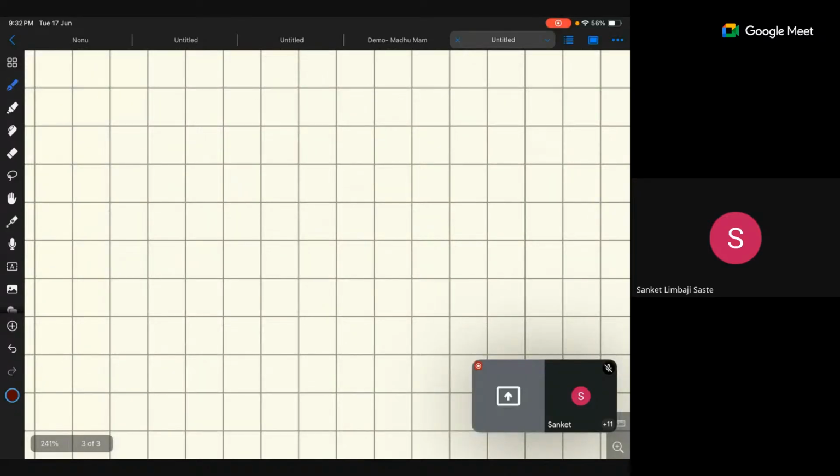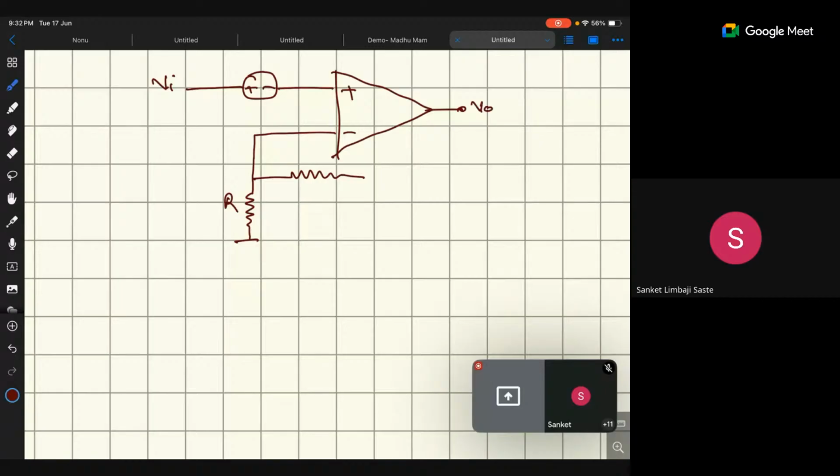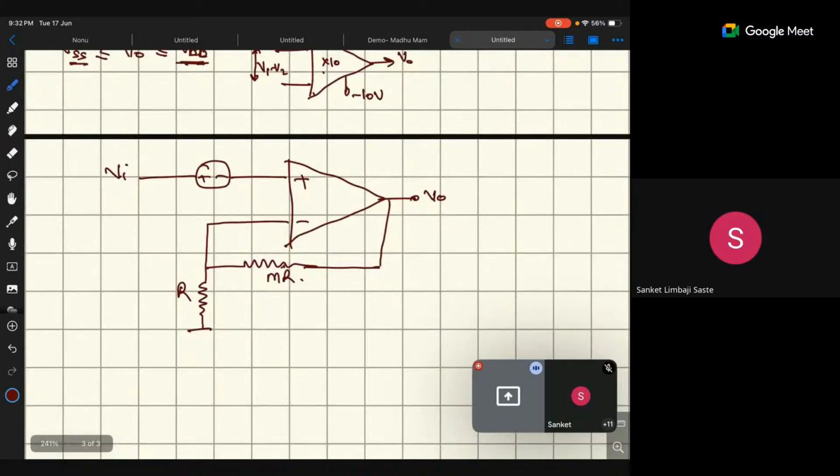Okay, now this is the op-amp with plus and minus terminals connected, with resistances R and MR. Now if we say the resistance ratio RF upon R1 is 1, because of this non-ideality the voltage is very small, in millivolts or something.